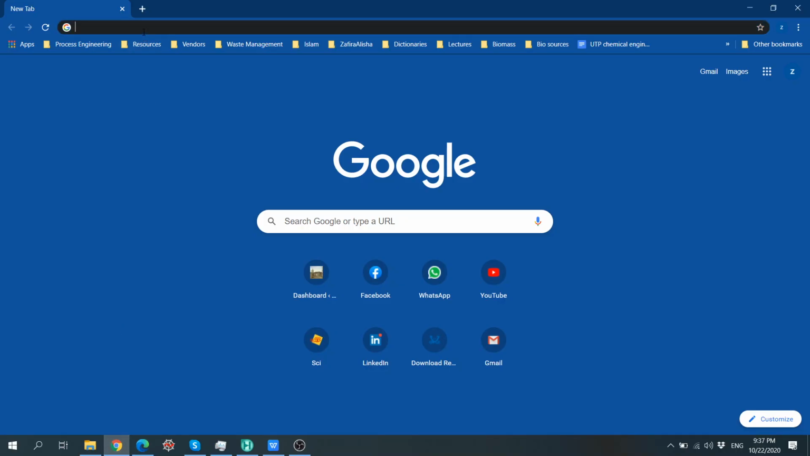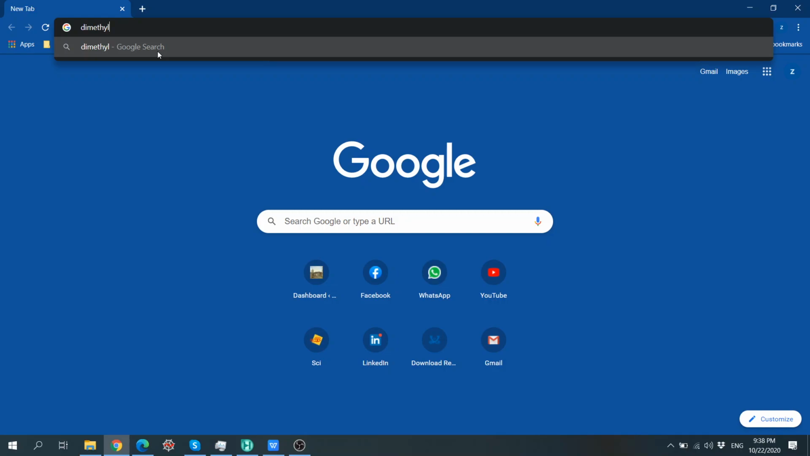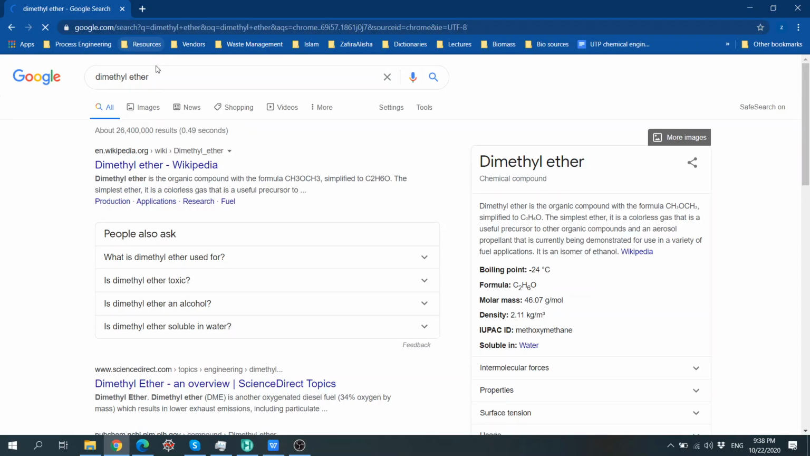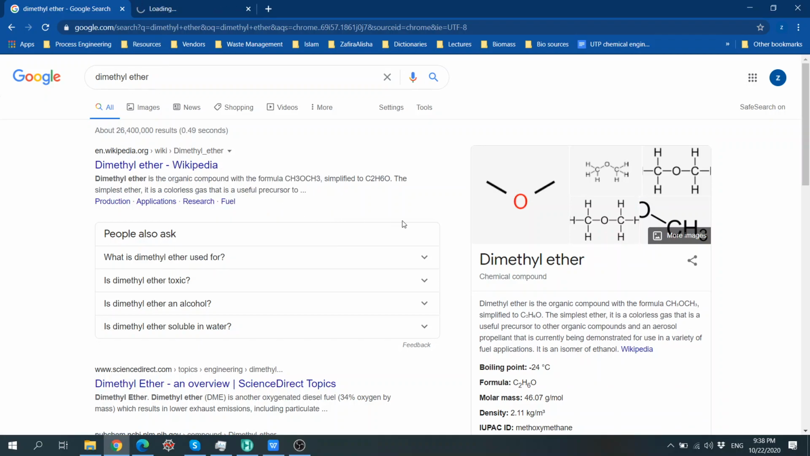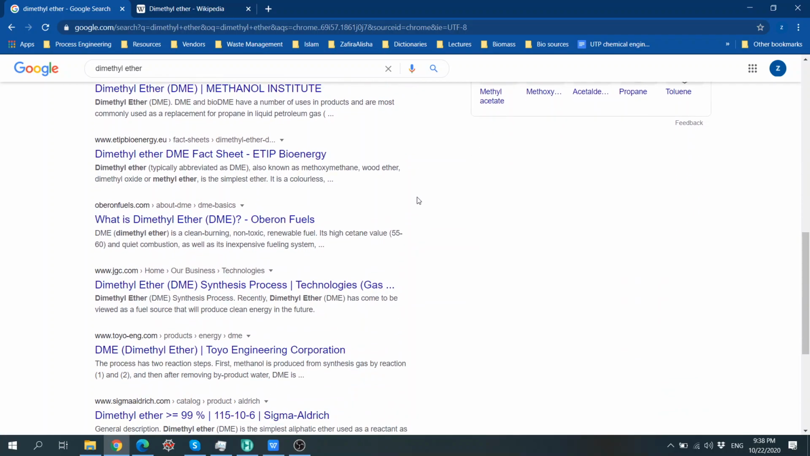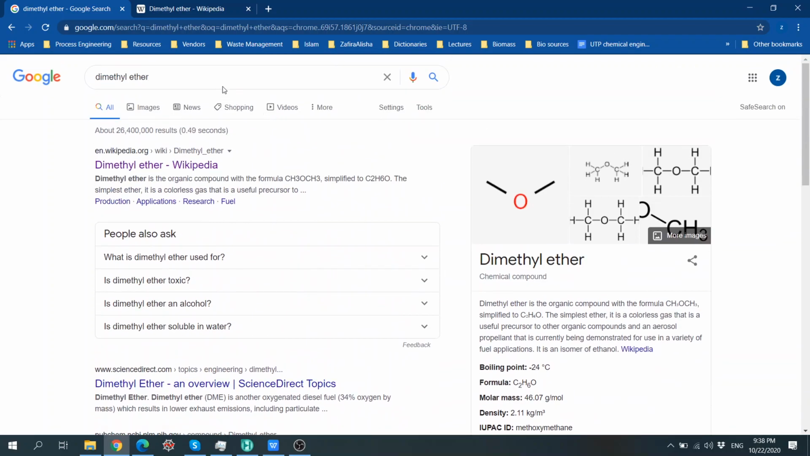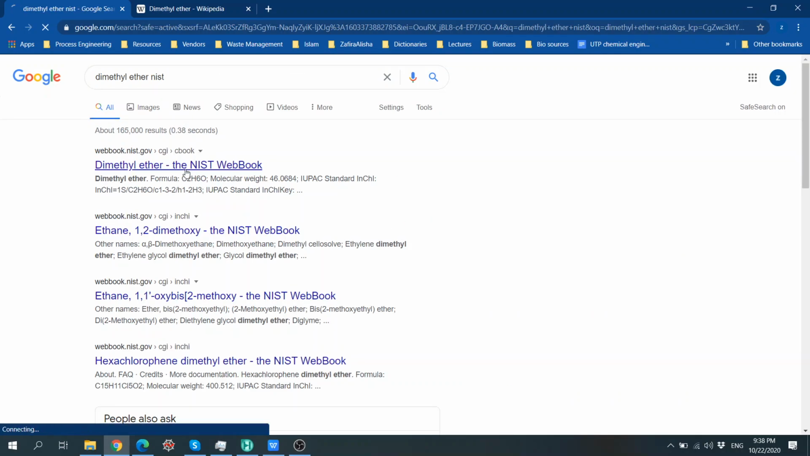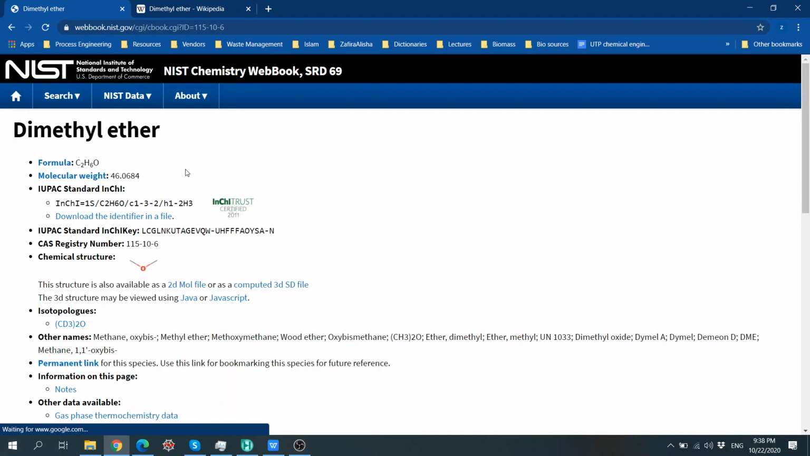For example, the simple way is to Google this, go to Wikipedia, and open it, and NIST is somewhere there. Normally you can also see it in PubChem, and NIST you could see in here. Many of the process simulation software, either Aspen Plus, HYSYS, or whatever, take the data from this NIST Chemistry WebBook. NIST stands for National Institute of Standards and Technology from the US.